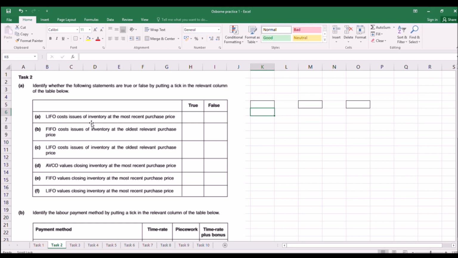LIFO cost issues inventories at the most recent purchase price. So in LIFO, we've got our items 100, 100, and 100. LIFO issues this one first. Let's put the prices in there. Let's go 9, 10, and 11. It issues this one first, then this, so it's at the most recent price. So that one would be true.